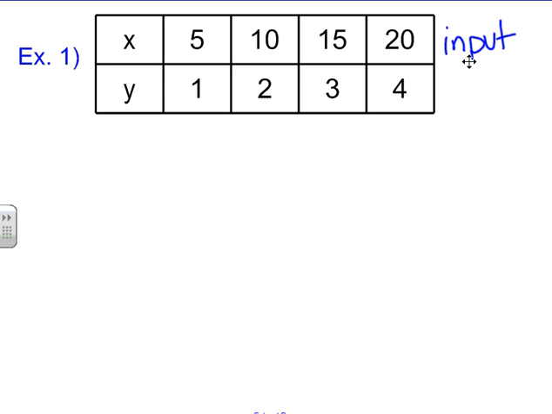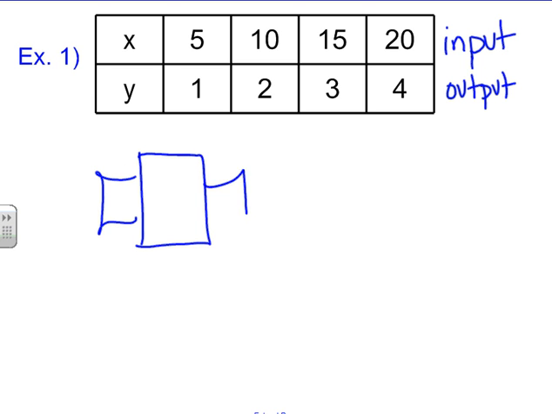5, 10, 15, and 20. And we have outputs of 1, 2, 3, and 4. So basically, it's like having a function machine, and excuse my crude drawing. We're saying that something is going into the function machine, something is occurring to it, and something comes out. So our input goes in, something happens to our input, and out comes our output.